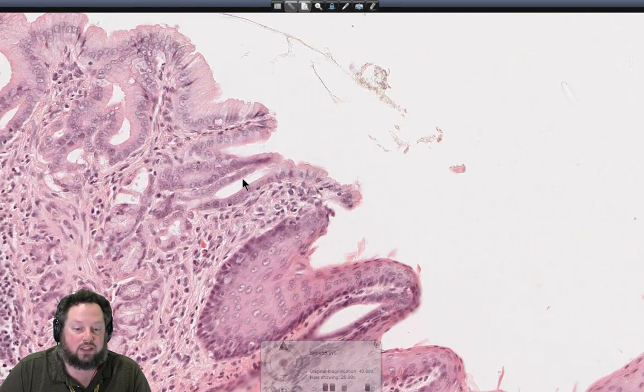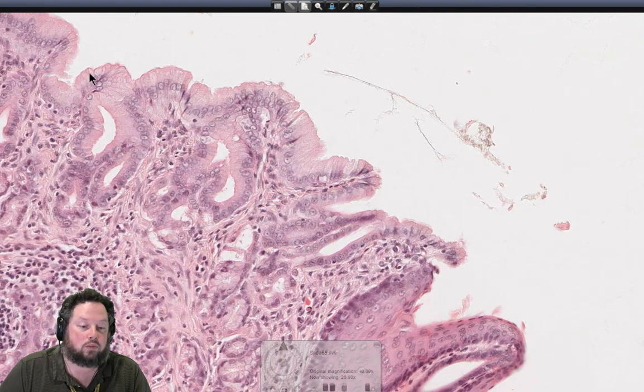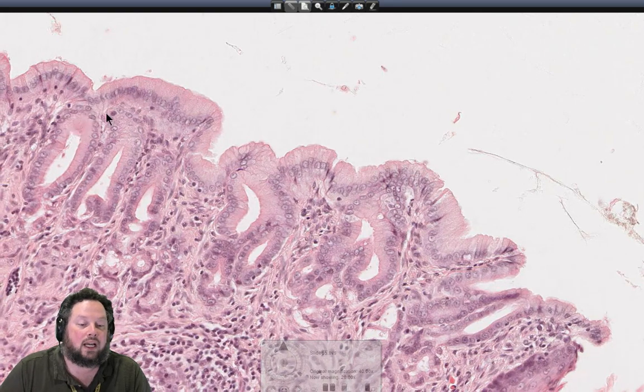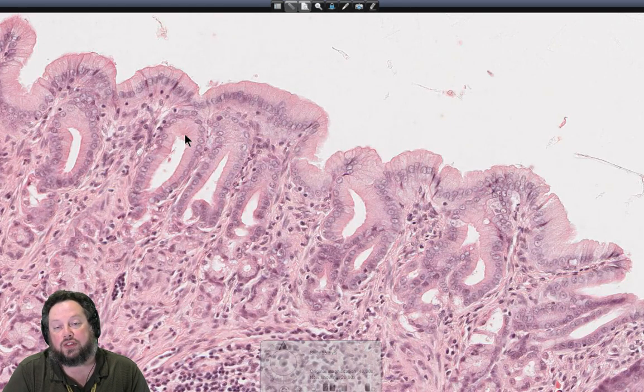Now you'll see these sort of little depressions here, these little depressions in the top part of this mucosa here. These are known as the gastric pits, and you can actually use the depth of these pits as a good guide to which of the 3 regions of the stomach we're looking at.